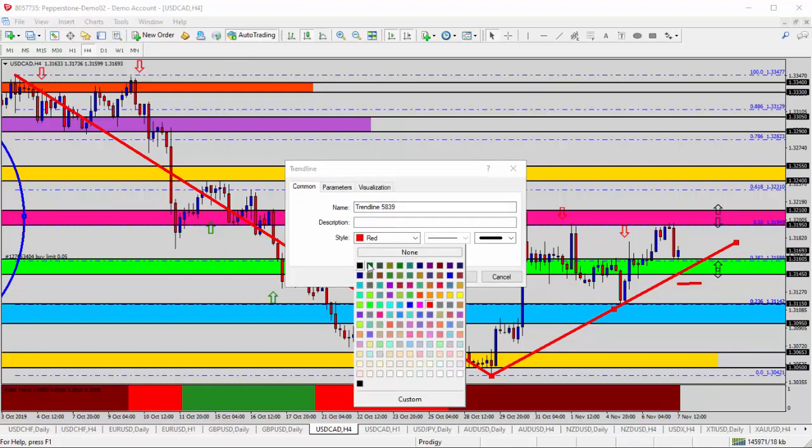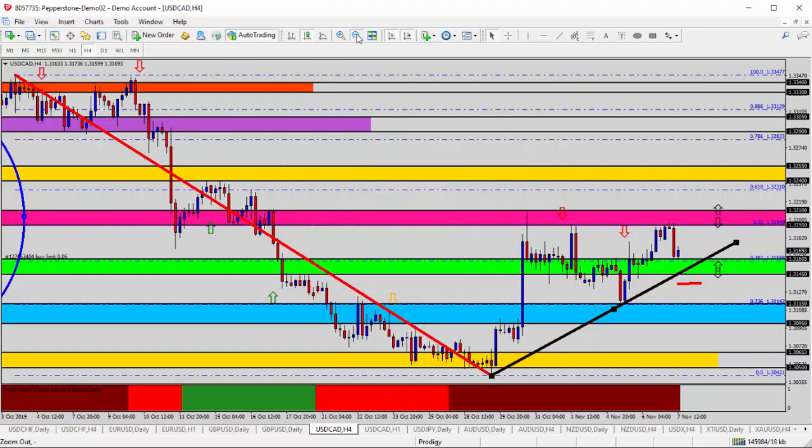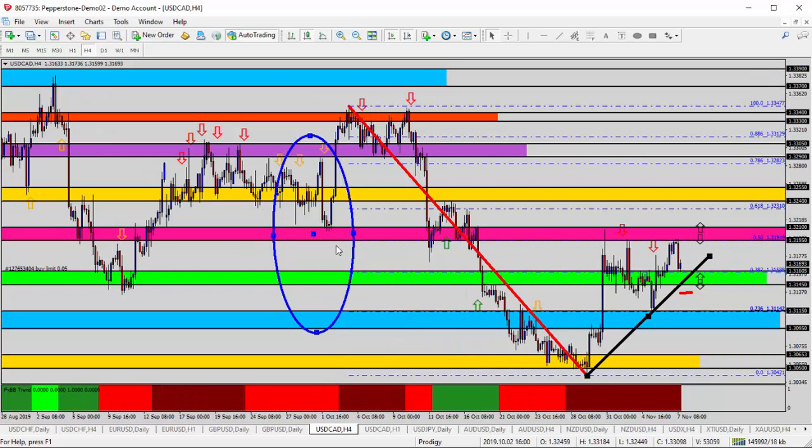Let's go ahead and make that black and zoom out one time. So that could be something that we're going to consider, a newly forming uptrend. As long as it stays above the black trend line, with higher lows and higher highs above the green zone, we could be looking for the challenge of the pink zone, yellow zone, or higher in a newly forming trend. That changes when the market breaks underneath the green zone for the dollar CAD.